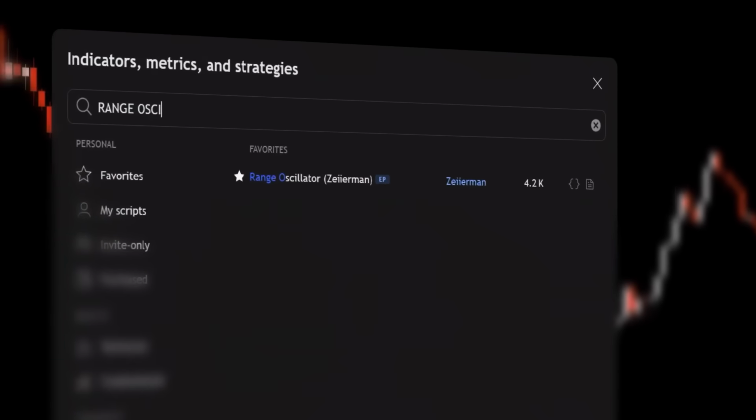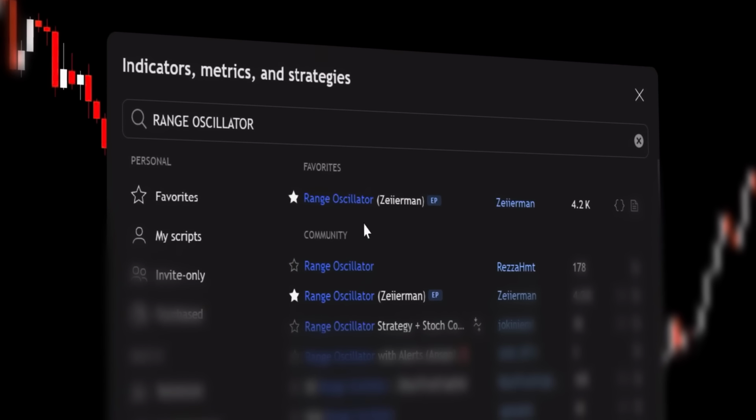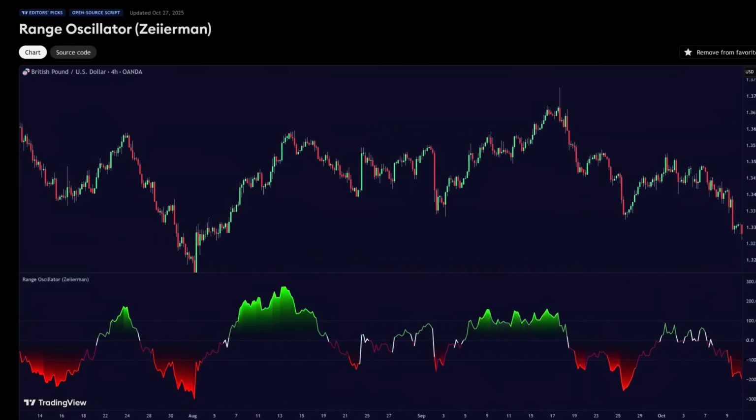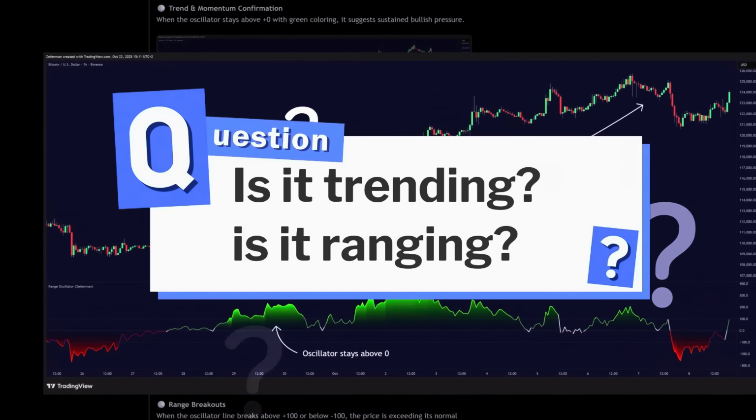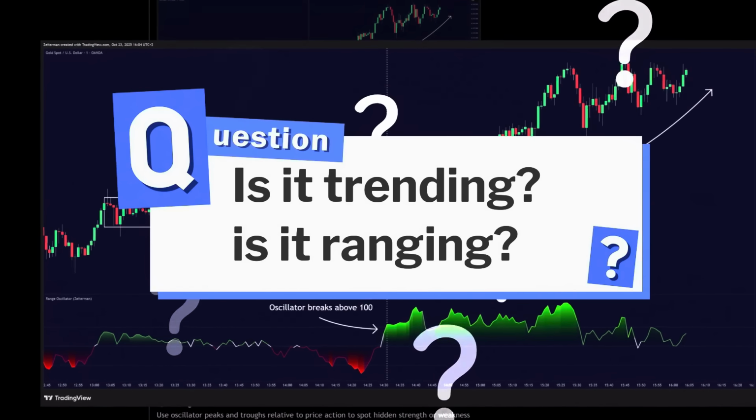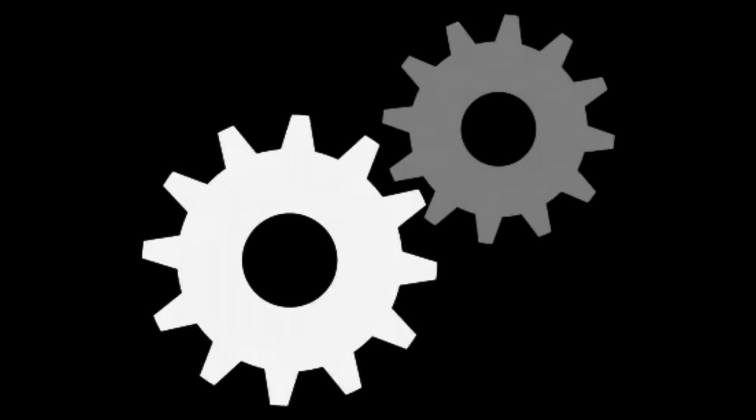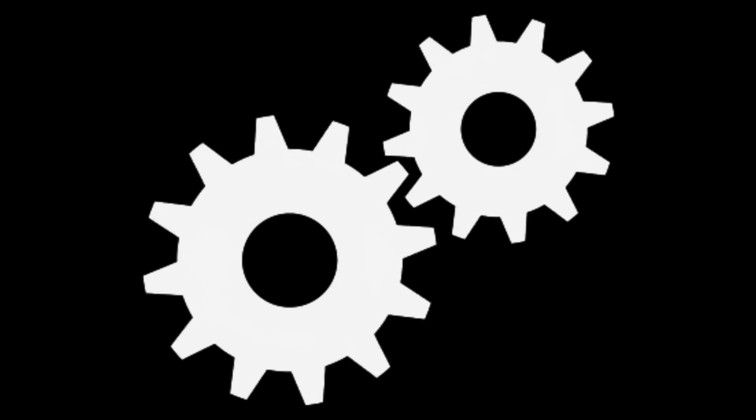It is called the range oscillator. And what it's actually doing for you is answering one question before you even have to think about it: is the market trending right now, or is it just ranging? It is the Zeiierman Range Oscillator on TradingView. Here's how I've got it set, and settings matter, so don't skip it.